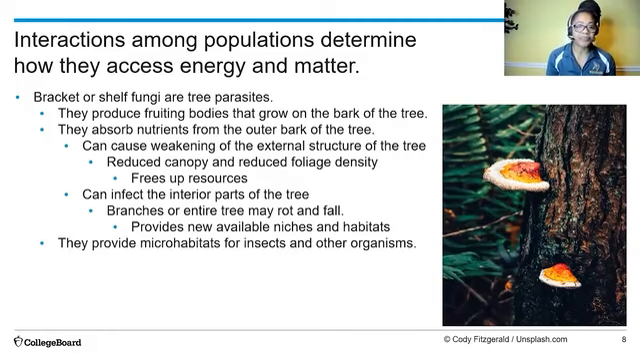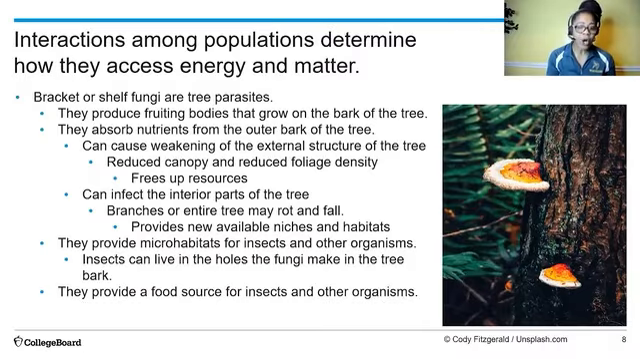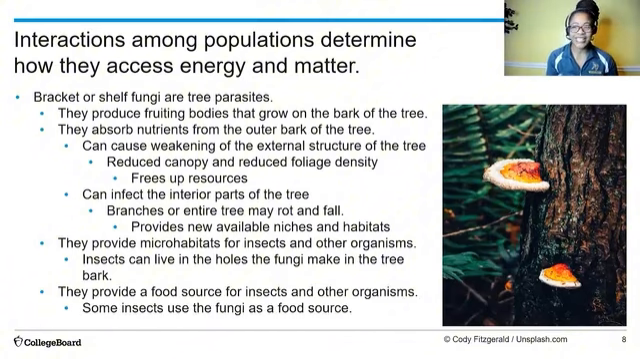And so these parasites, while they may be causing a negative impact on the tree itself, potentially are beneficial to the overall community, as there are some positive results. They provide microhabitats for insects and other organisms. Insects can live in the holes that the fungi create when they produce their fruiting bodies. Also, these fungi can provide a food source for animals that like to eat fungi. And so if we look at the holistic interaction, this one negative interaction could potentially have some positive results for the entire community.